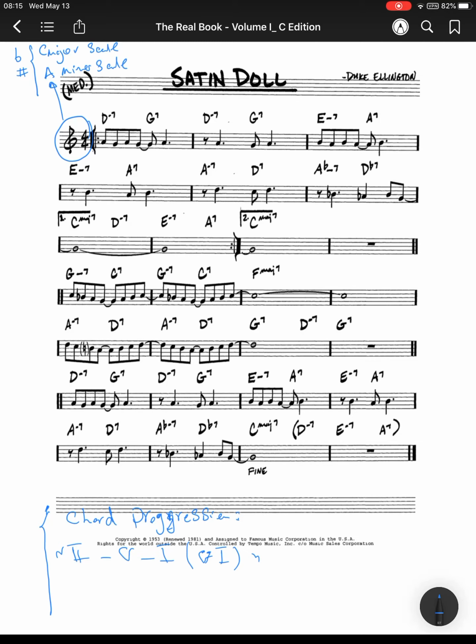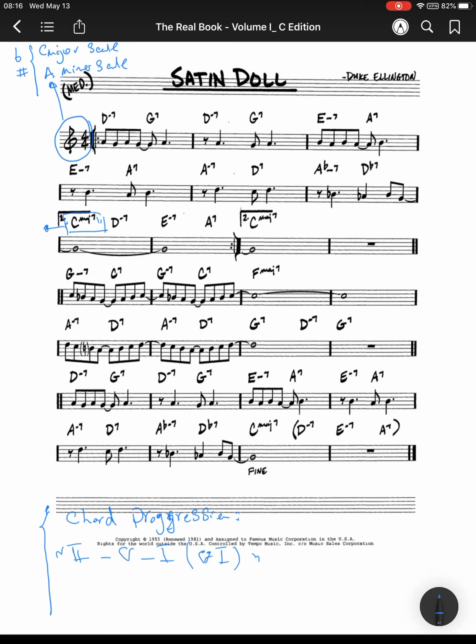So the first thing is to look at the harmony. We have D minor 7, G7, D minor 7, G7, E minor 7, A7, E minor 7, A7, A minor 7, D7, A flat minor 7, D flat 7, and C major. If we consider C major 7 the tonic, that means the harmony is going to resolve to the first chord in the C major scale, that means C major 7.